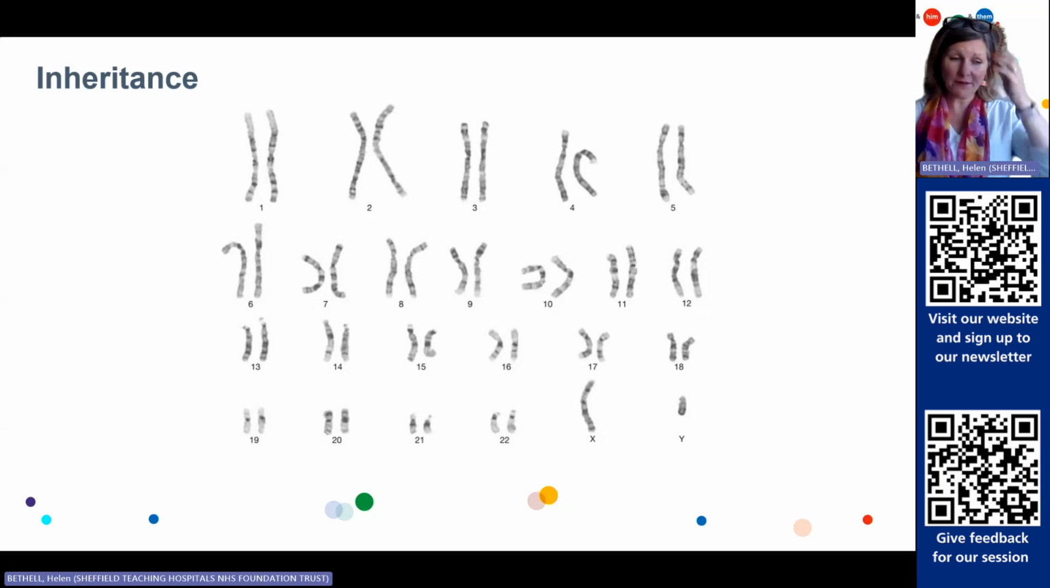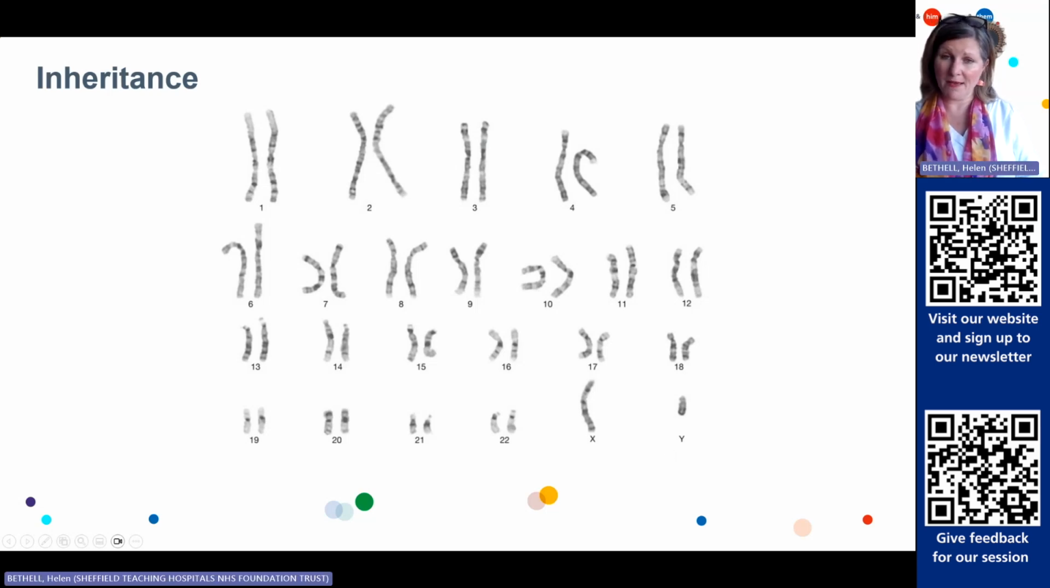You'll see that on the left-hand side, chromosome number 1 is the biggest. Right the way down at the bottom, we've got chromosome 22, which is the smallest. But you'll actually see that next to chromosome number 22, we've got the sex chromosomes. So these are the 23rd pair. And here this person has got an X and a Y, which means that they are male.